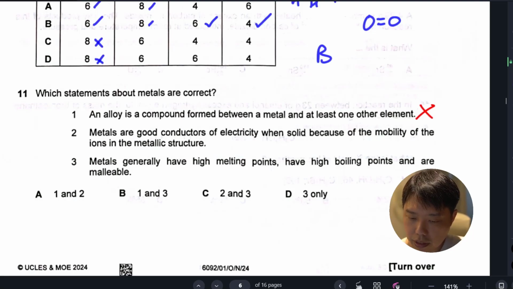Okay, so question 11, which statements about metals are correct? The first statement is wrong because an alloy is a metal made by combining two metals, not a metal and one other element. Second statement, they are good conductors not because of the mobility of the electrons, but because of the delocalized sea of electrons. Okay, so ions is not correct. That leaves us with number 3, which is correct. And our answer here is D.